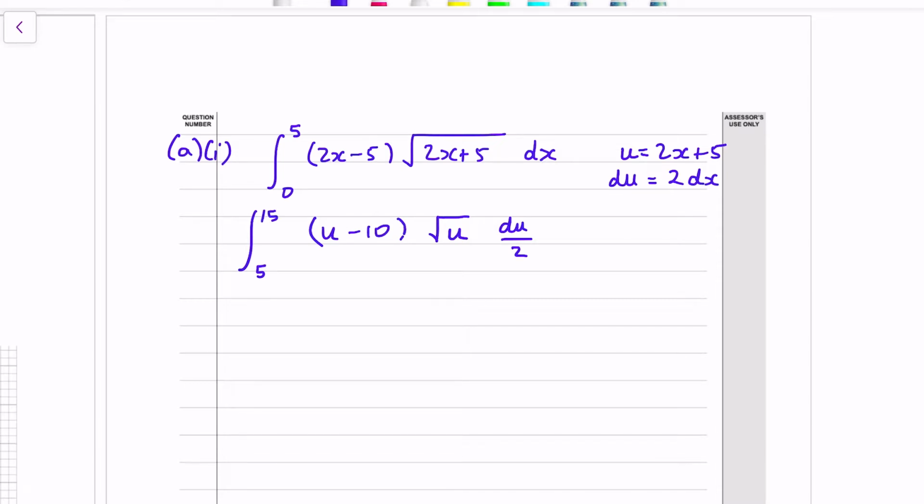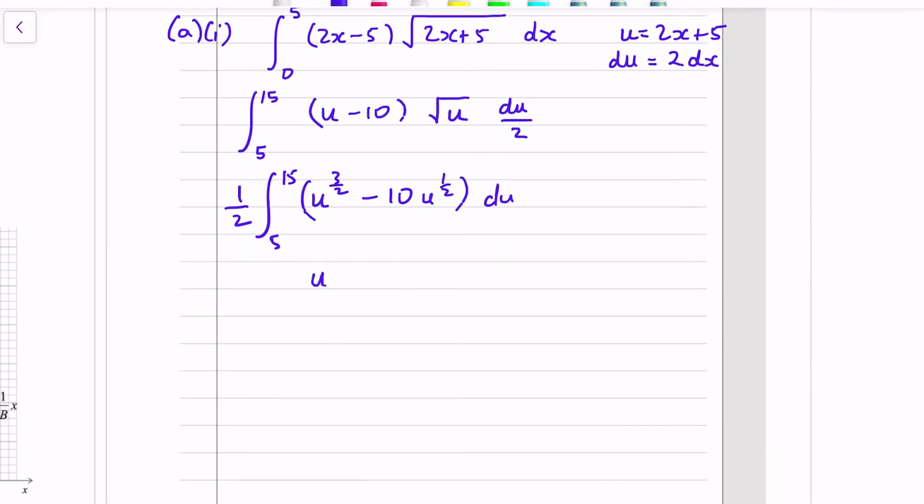And then algebraically we can expand this because we've got u times the square root of u. We've got a half that we can pull out the front of the integral. u times square root u is u to the power 3 over 2. And 10 times square root u is 10 u to the half. Okay, so we're integrating that.